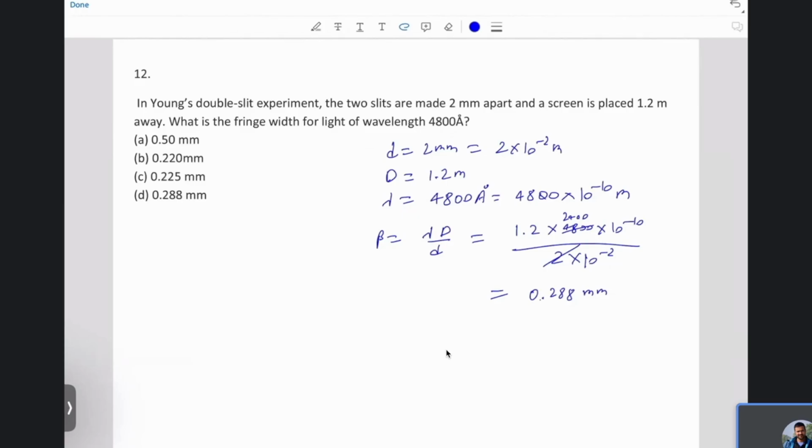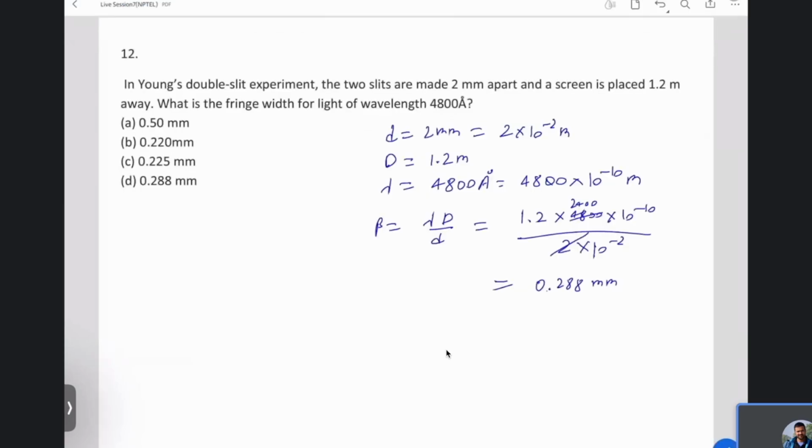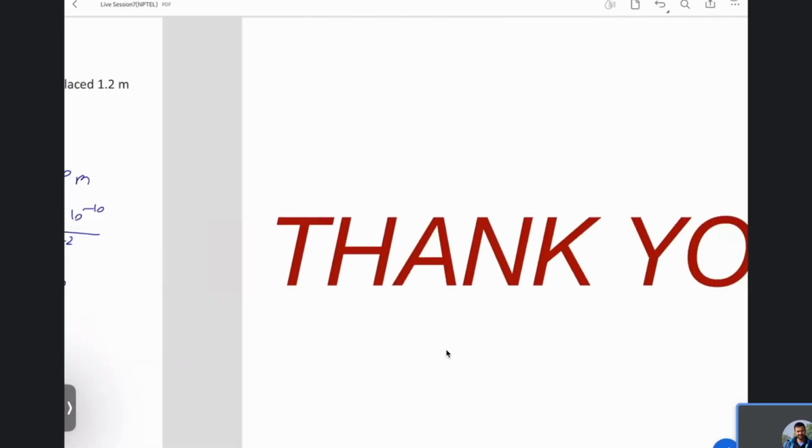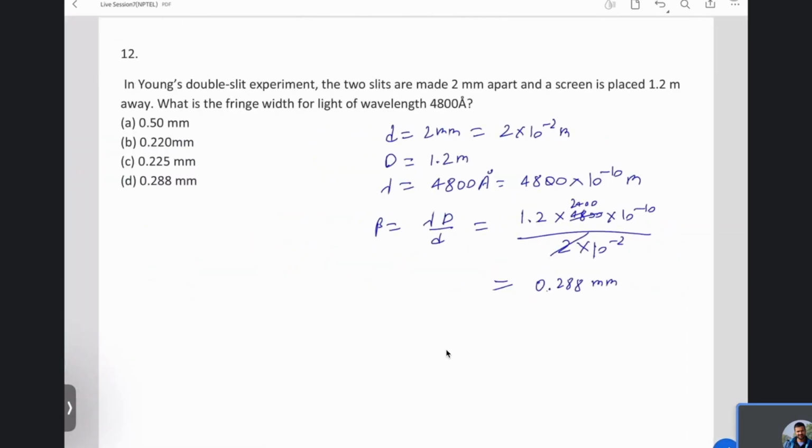So this is the last problem, and we dealt with very simple problems today regarding interference and Fresnel biprism.